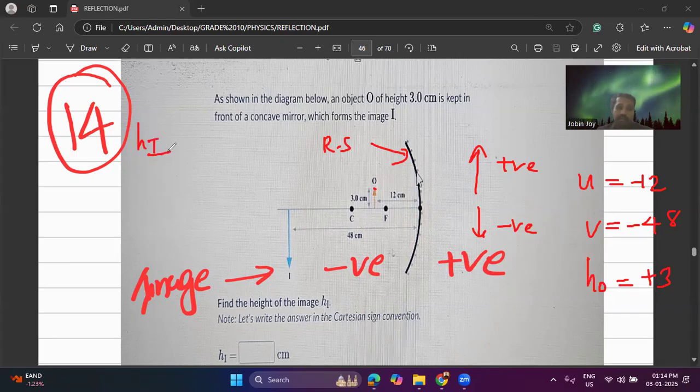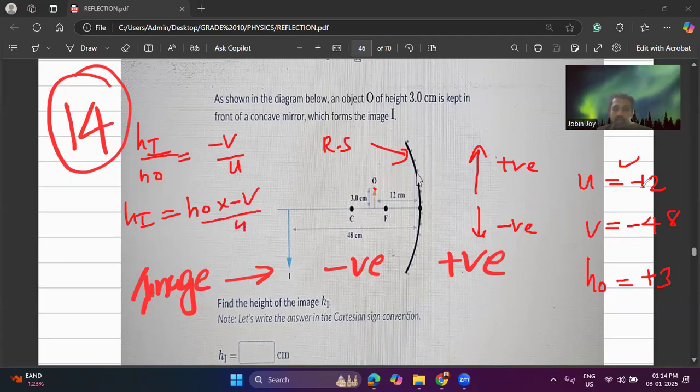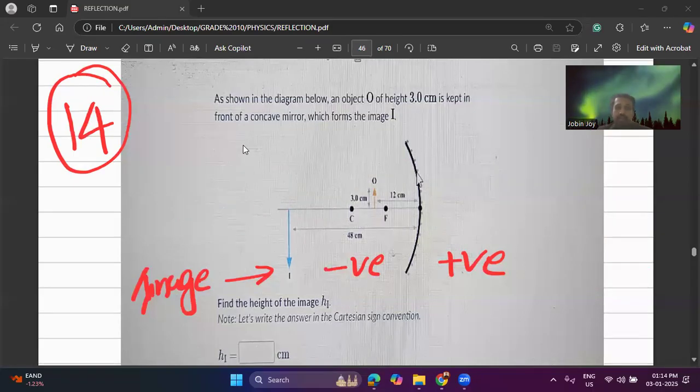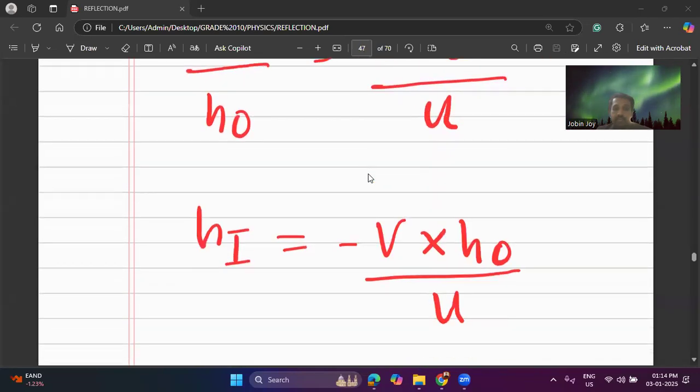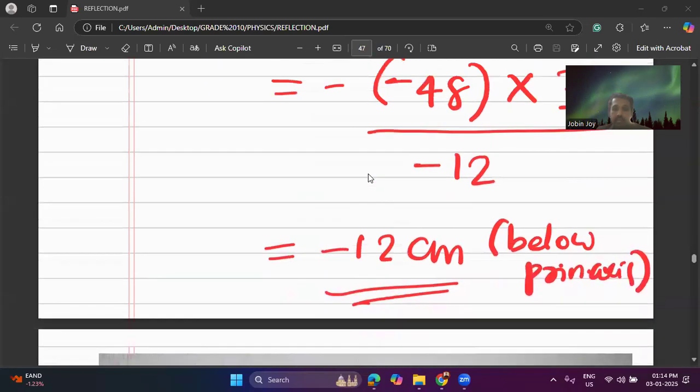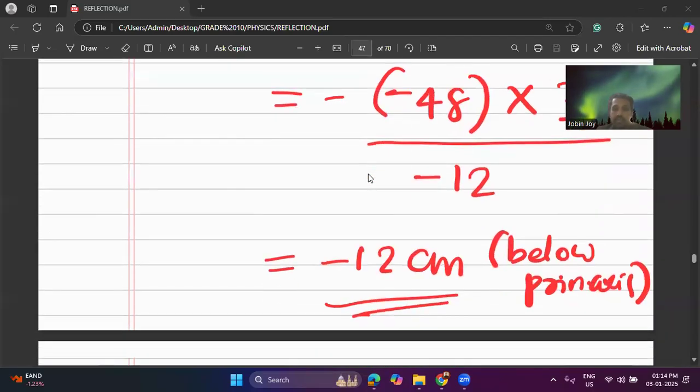So we know the equation HI by HO is equal to minus V by U. So HI is equal to HO into minus V by U. Okay, you know all the values. You know U, you know V, you know HO. Just substitute and simplify, you will get the final answer. So HI will be minus 12 centimeter. This is the answer, HI is equal to minus 12 centimeter.